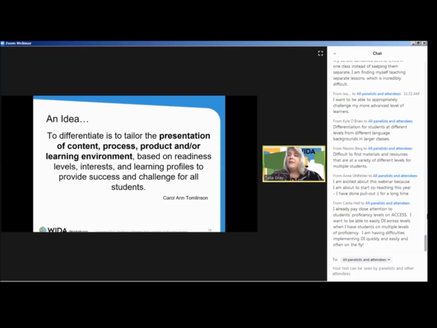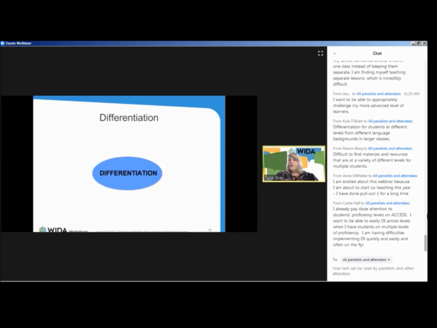So let's break down differentiation and what it means. When we're differentiating, we can differentiate content, process, environment, and product. Now, one thing I want to tell you guys, as we're going through our webinar today, I really want you to use two lenses to look at this information. One, think of the brick and mortar setting that we're used to. And then as we go through today, I really want you to think about how we can use this information to help us with our digital learning.